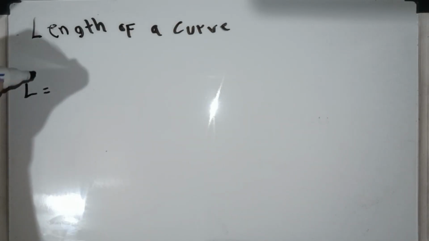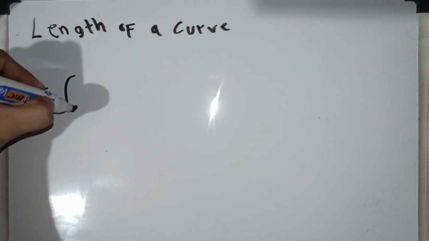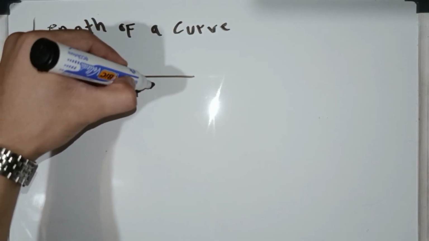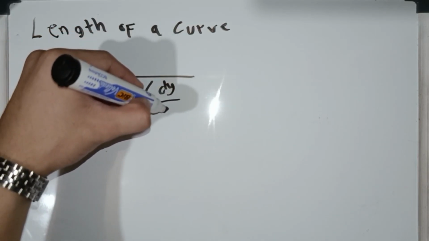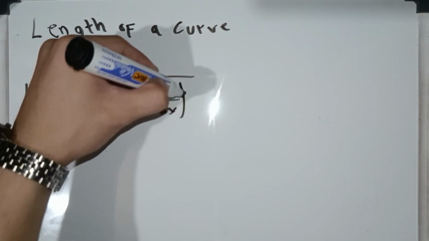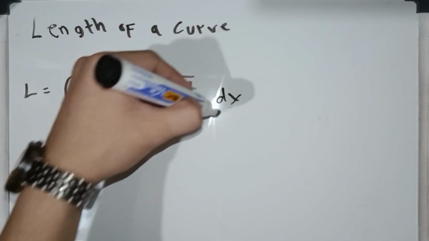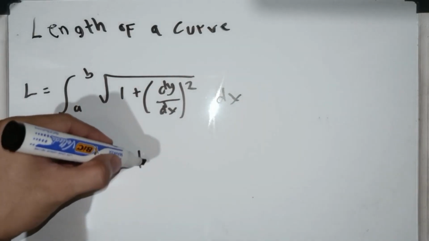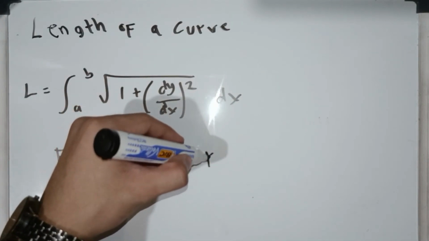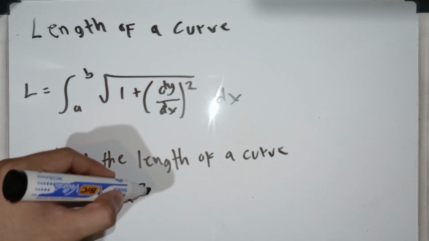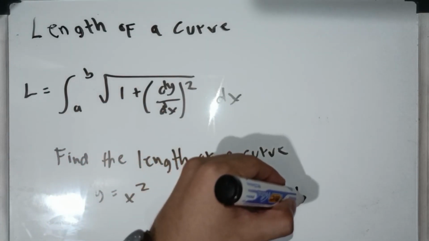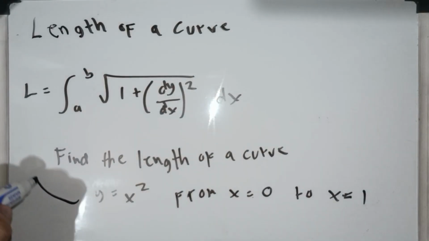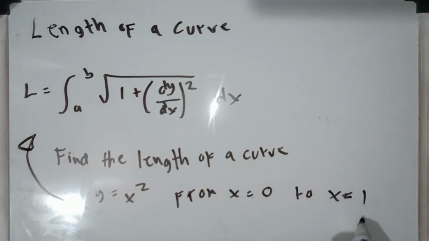The arc length is equal to the integral from a to b, the square root of 1 plus (dy over dx) squared, dx. So let's try an example. Find the length of the curve y is equal to x squared from x is equal to 0 to x is equal to 1. So let's use this formula in order for us to solve this one.